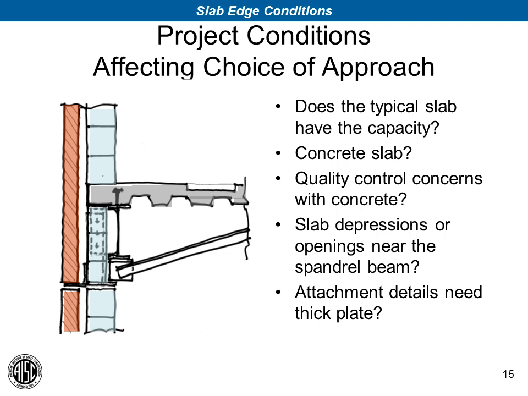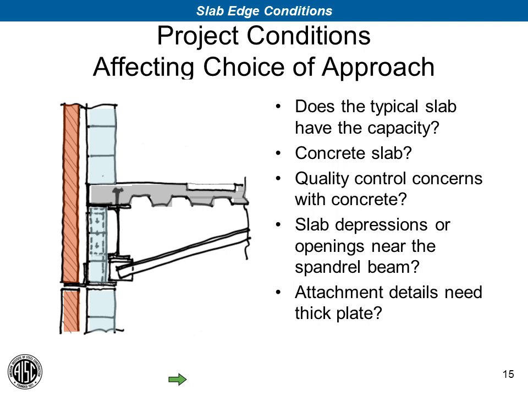So there are a number of factors that influence one's choice of how to approach the slab edge. First and foremost, does the slab have the capacity in flexure and shear to support the facade? In many cases, it may be uneconomical to increase the thickness of the slab for strength just to support the facade loads. So does it have enough capacity to start with? Are there issues with the quality of the concrete that you might be concerned about? Or are there depressions behind the spandrel beam as you see here, or maybe even an opening behind the spandrel beam that would limit the slab's flexural or shear capacity?